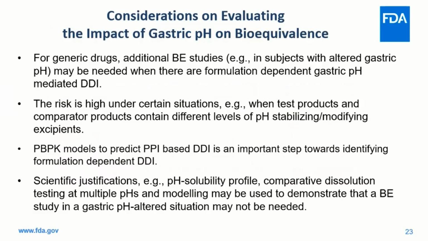For generic drugs, when there is formulation-dependent gastric pH-mediated DDI, additional BE studies in subjects with altered gastric pH may be needed, especially under certain high-risk situations. For example, high risk exists when test products and the compared products contain different levels of pH stabilizing or modifying excipients. To demonstrate that a BE study in a gastric pH altered situation may not be needed, scientific justifications, including pH solubility profile, comparative dissolution testing at multiple pH, and PBPK modeling may be used.